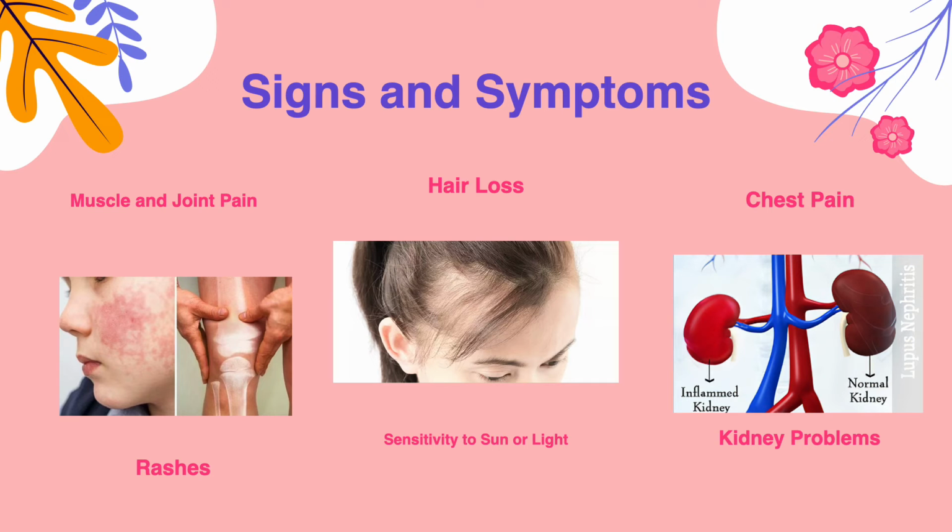Some signs and symptoms of lupus include muscle and joint pain, commonly seen in the knees, shoulders, and elbows, hair loss, which is sometimes a side effect of medication, rashes, as mentioned before, the butterfly rash, sensitivity to sun or UV rays that can cause rashes, chest pain, and nephritis or kidney inflammation.